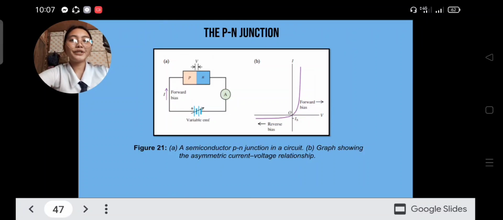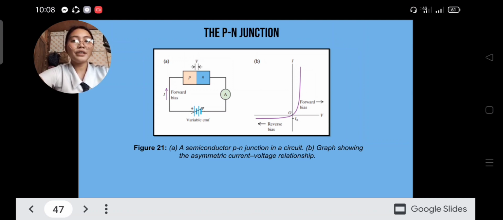So now let's proceed to the P-N junction. So how does a P-N junction work? P-N junctions are fabricated from a monocrystalline piece of semiconductor with both P-type and N-type regions in proximity at a junction. The transfer of electrons from the N side of the junction to holes in the P side of the junction produces a barrier voltage.